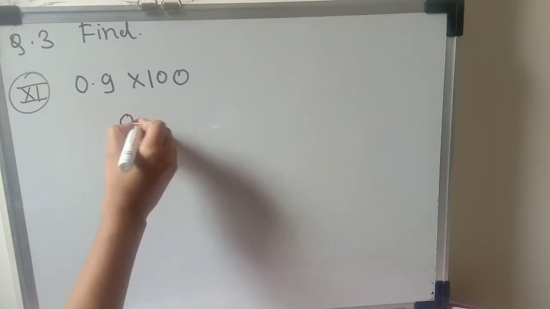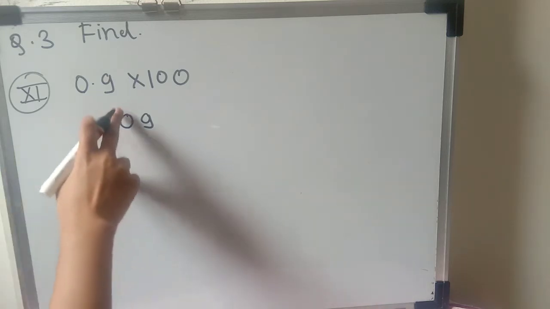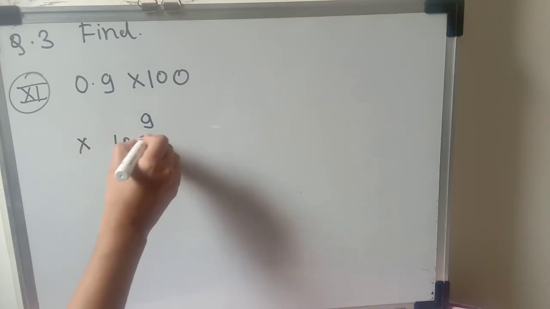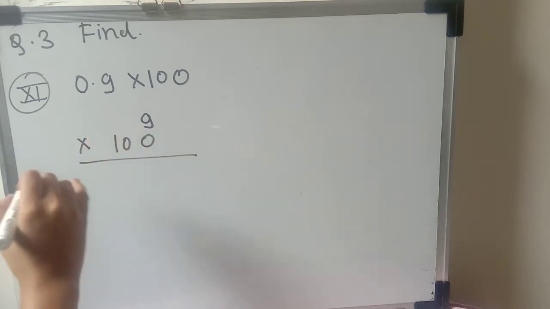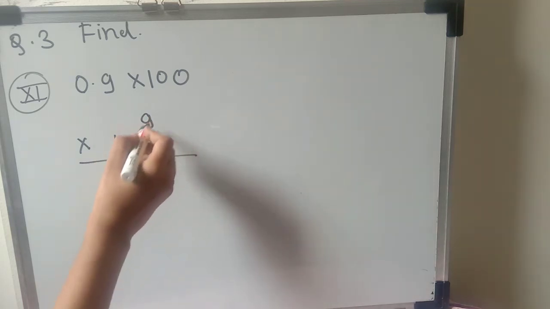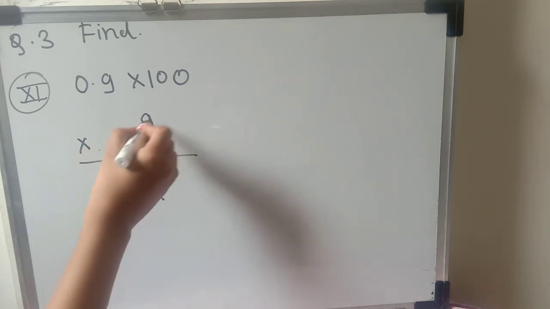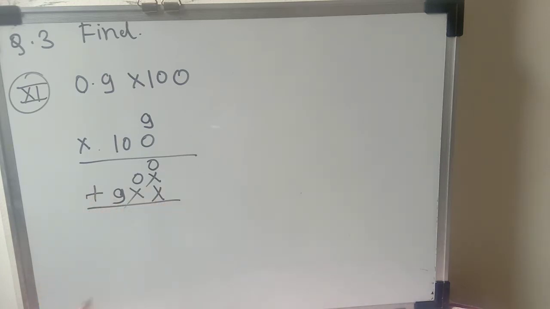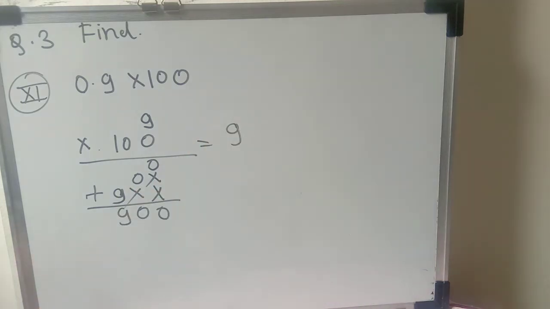Okay, so you can take 0, 9, or if you don't want to write it, because before 9 nothing is there, if you will not take 0, that is absolutely okay. You can take 9 and multiply with 100. If you write 0 also, that is also okay. So 0 nines are 0. Take the other number, 0 nines are 0. Take the last number now, 1 nine is 9. Let's add them. So here is 0, 0 and 9. So here we got the answer, that is 900.